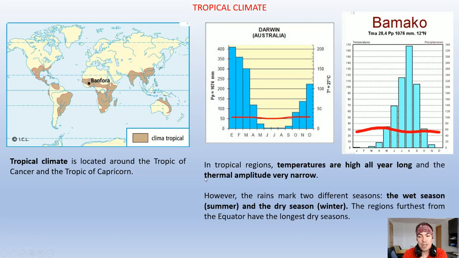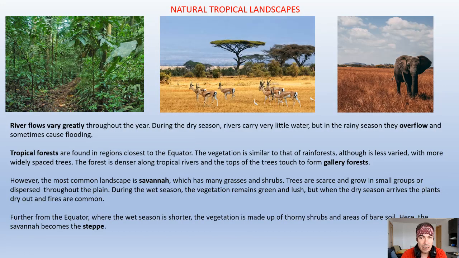Okay? And the regions which are furthest from the equator have the longest dry seasons. Let's take a look at the landscapes, and in these tropical landscapes, the river flows vary greatly throughout the year. Why? Because of the precipitation. During the dry season, the rivers carry very little water. Why? Because there is no rain. But in the rainy season, they overflow. The water goes away from the riverbed, okay? Se desborda. And sometimes cause flooding, inundaciones.